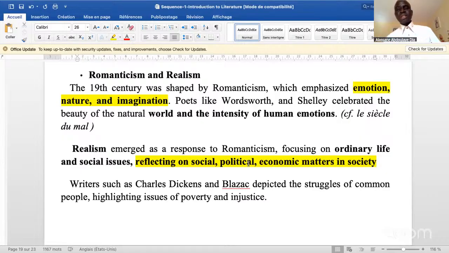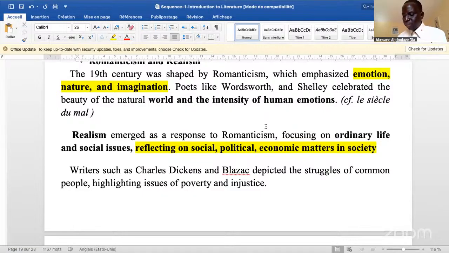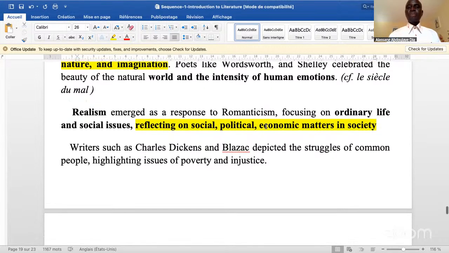When I start with romanticism, all right, class? Romanticism, the 19th century was shaped by romanticism, which emphasized emotion, nature, and imagination. So you learned it in première, le siècle du mal, le romantisme. People exposed, ils extériorisaient leur mal, le moi, emotion, nature, imagination. So poets like Wordsworth and Shelley celebrated the beauty of the natural world and the intensity of human emotion. That's why I told you about le siècle du mal. They exposed their interior. So it means that maybe their own experience could be the experience of the public.